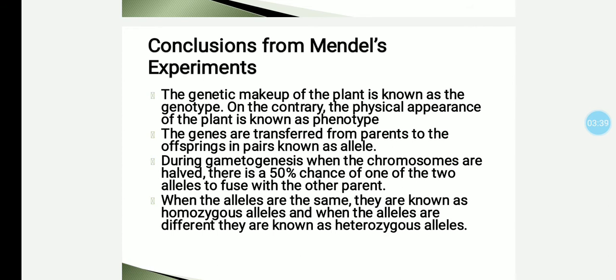The genes transferred from the parents to offspring are in pairs known as alleles. During gametogenesis, meaning gamete formation, when chromosomes are halved, there is a 50% chance of one of the 2 alleles fusing with the other parent. When the alleles are the same, they are known as homozygous alleles, and when the alleles are different, they are known as heterozygous alleles. These are some terminologies which are utilized in the experiment.